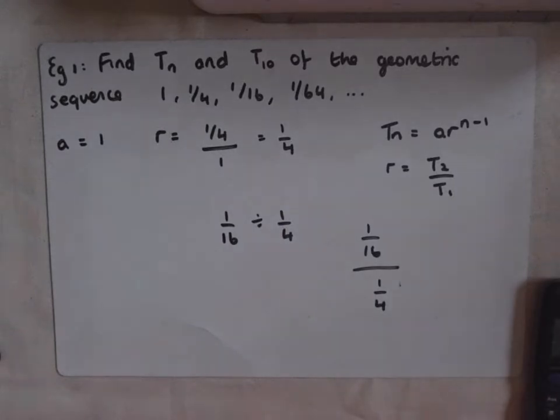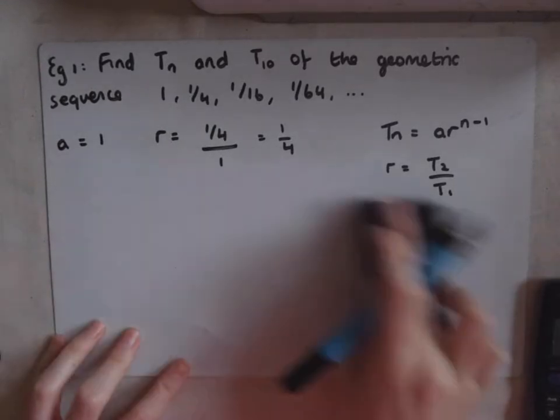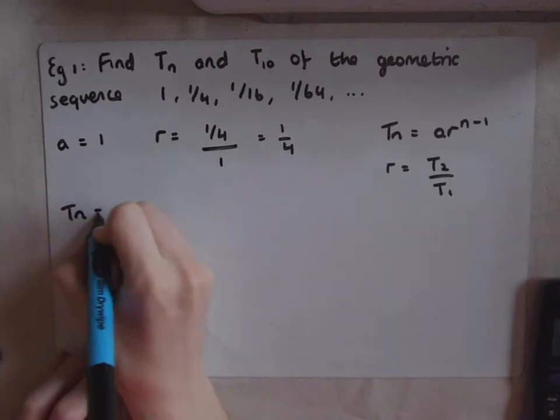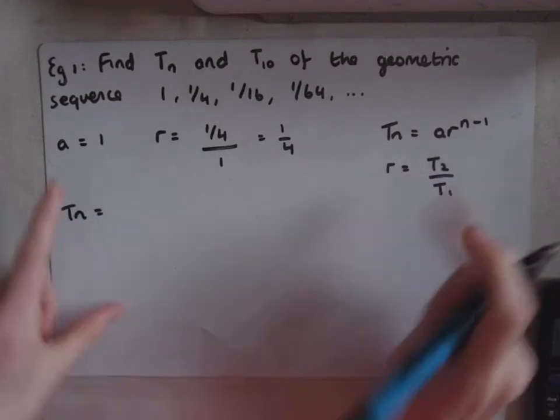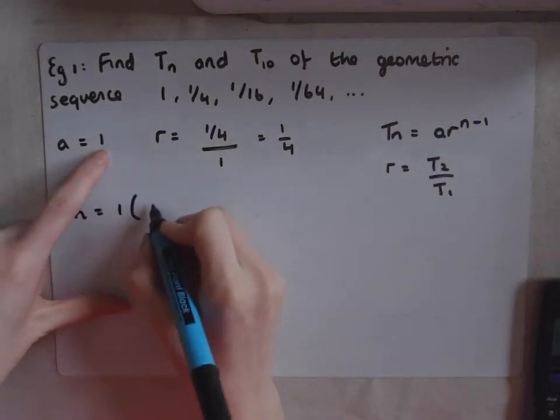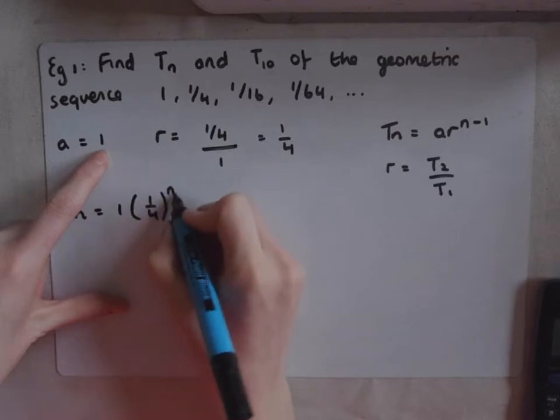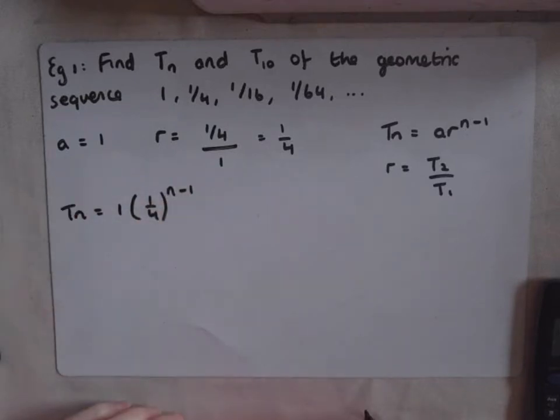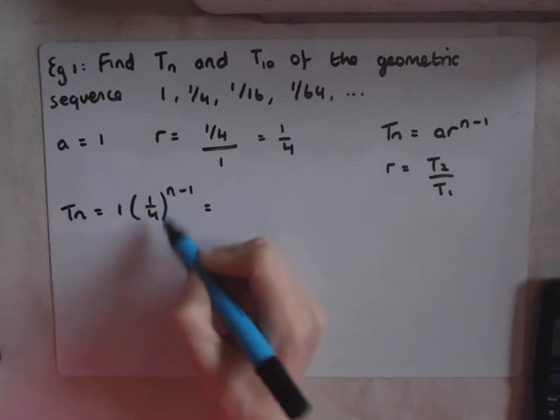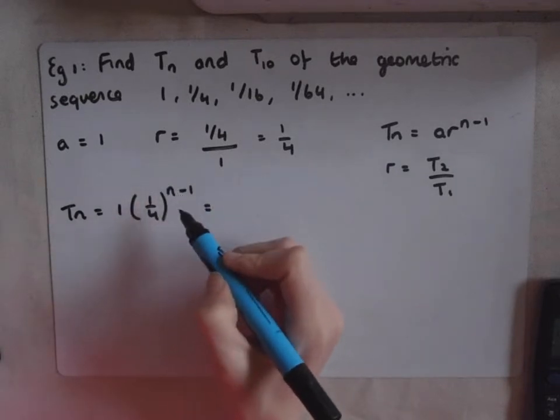So we're looking for Tn. And we know it's a r to the power of n minus 1. So a by r to the power of n minus 1. Now, I have a fraction and a power. What do I do?